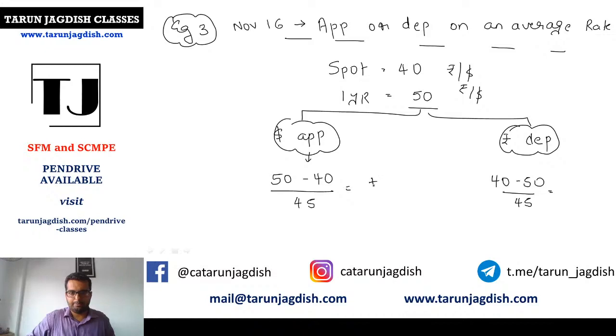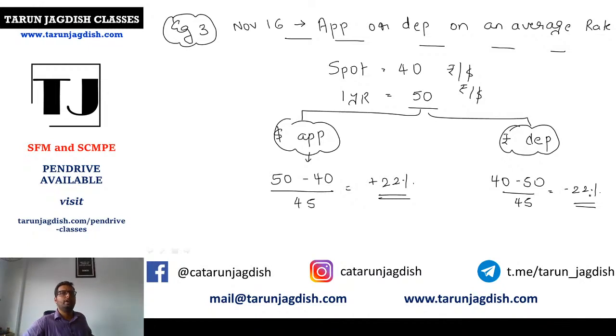So I'll get the answer as plus 22% here. Here I'll get the answer as minus 22%. So the moral of the story is, when it is based on average rate, both plus and minus rate will be the same, because the denominator comes as a common denominator. Write down this, I'll come back in a minute.